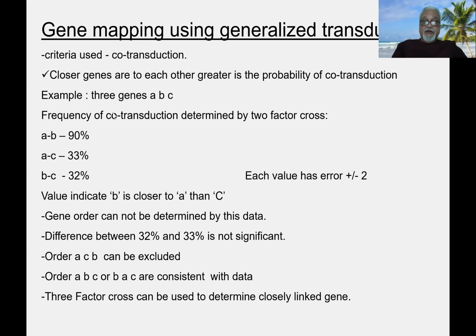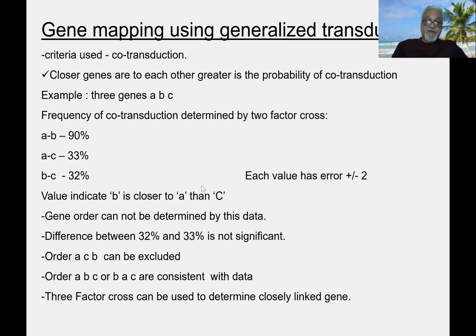So if we take an example of three marker genes A, B, C, and if we have data like this, wherein A and B co-transduce at a frequency of 90%, A and C co-transduce at a frequency of 33%, and B and C co-transduce at a frequency of 32%. Now, each of these values has a statistical error of plus minus 2.